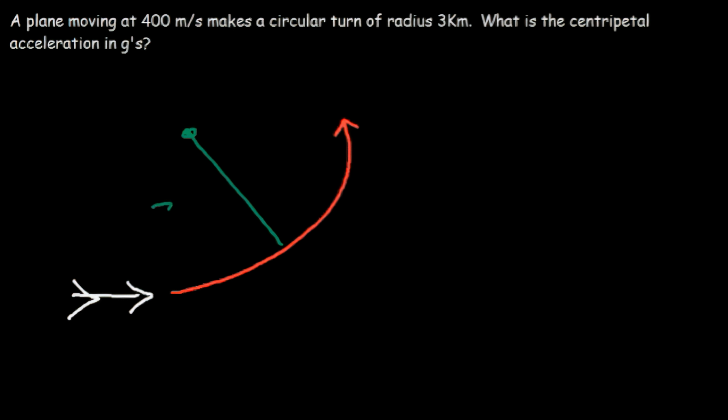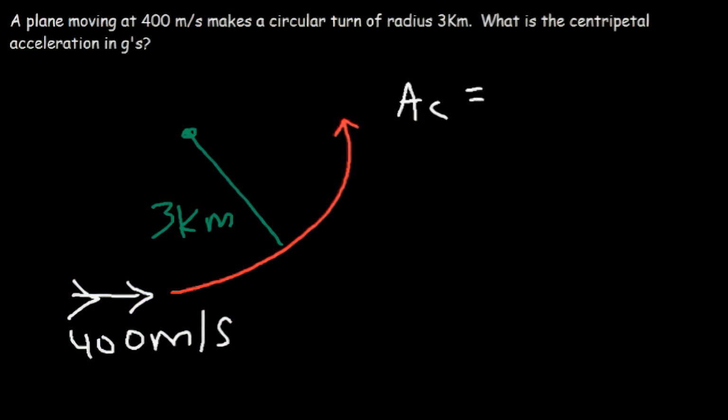So here's another problem that you can try. So we have a plane moving at 400 meters per second, and it makes a circular turn of radius 3 kilometers. What is the centripetal acceleration in g's? So let's say if this is the plane, and it makes a turn, and the radius of that turn is 3 kilometers, and it's moving at 400 meters per second. What is the centripetal acceleration?